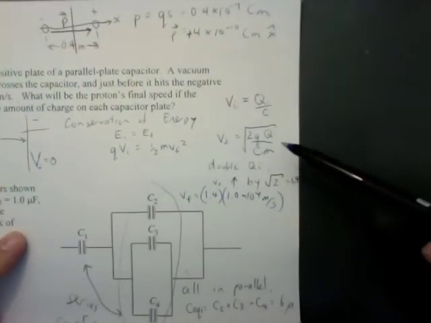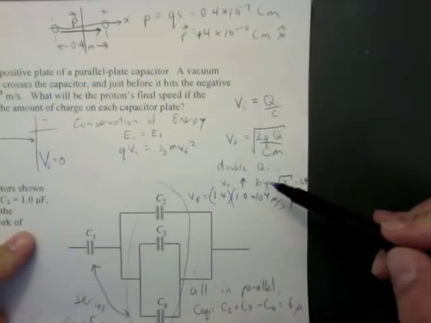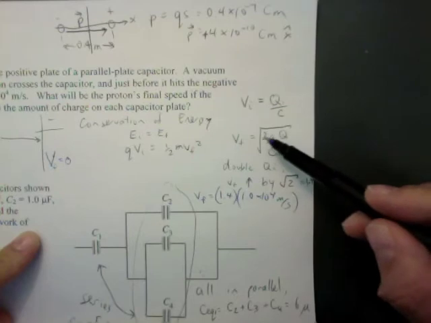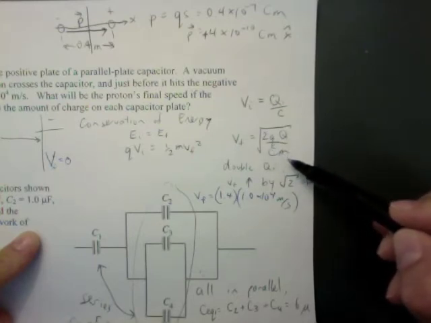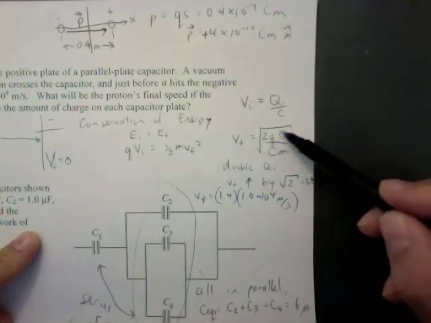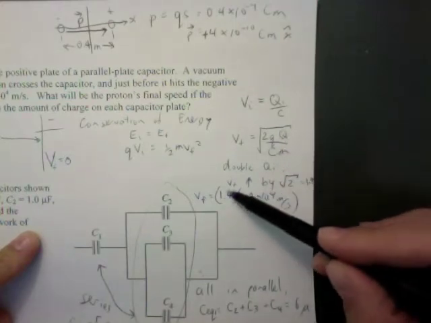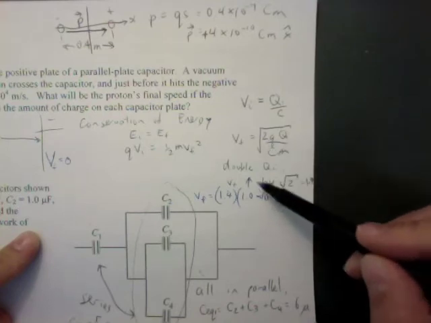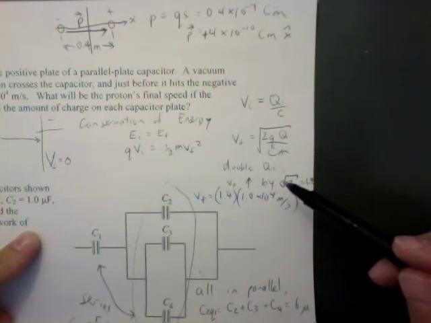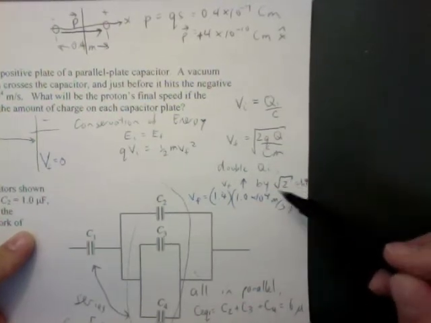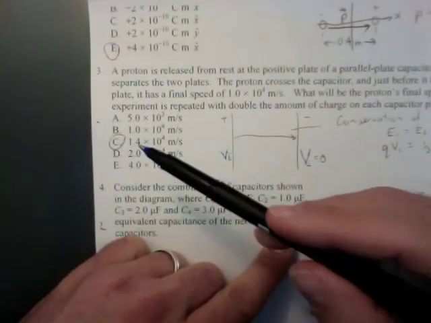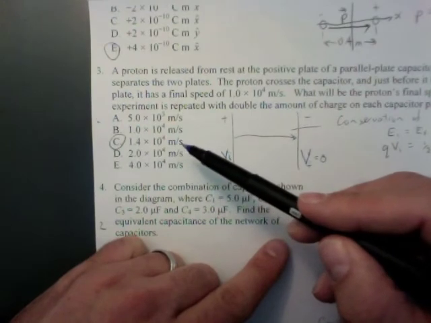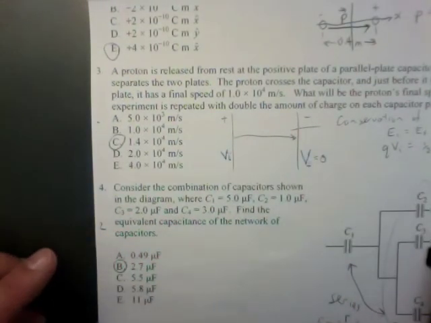So there's an equation for final velocity, and if the charge of the proton remains the same, the capacitance of the capacitor remains the same, the mass of the proton remains the same, and you double the charge on the capacitor Q, then this will increase this whole right-hand side by a factor of √2, which is 1.4. So 1.4 times what it had before is equal to 1.4 times 10 to the 4 meters per second. The answer is C.